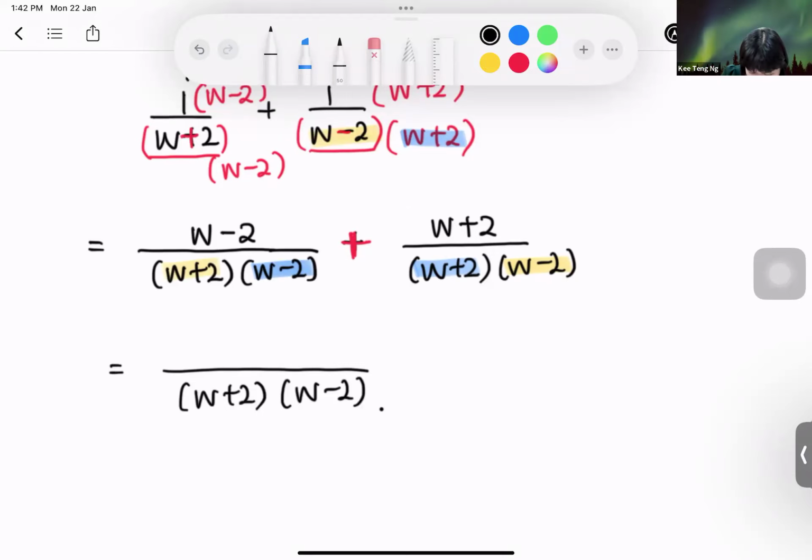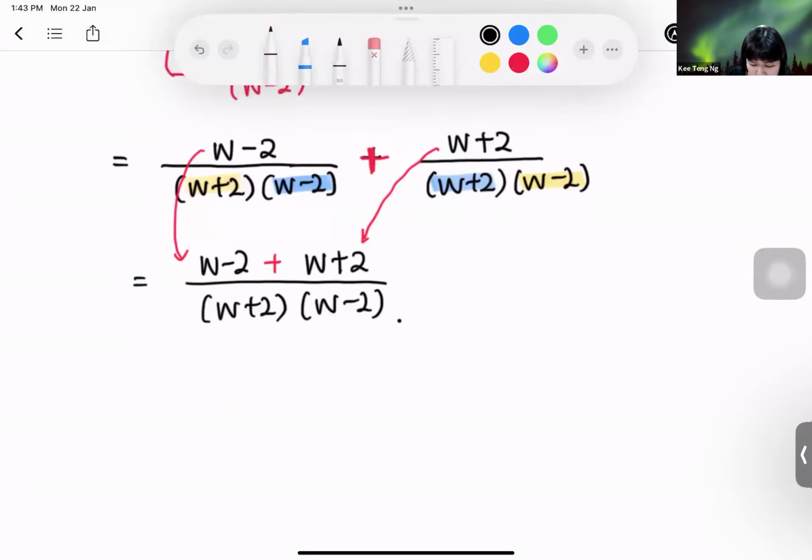Then my first numerator over here is w minus 2. This one, bring this down. And plus the other one, positive addition, no change in sign. Bring this down. This will be w plus 2.